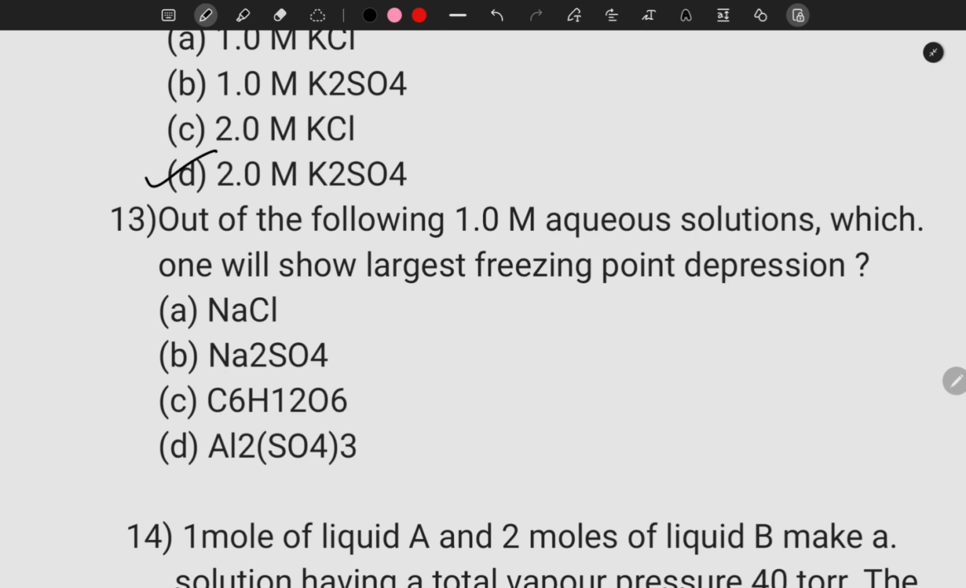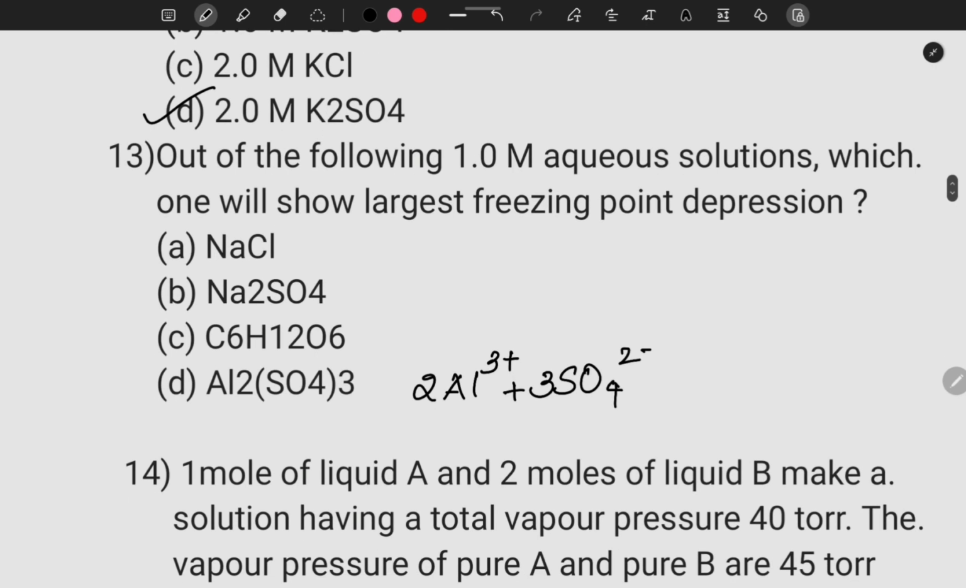Then glucose is a non-ionic solid. Al2(SO4)3 is split into 2 Al3 plus and 3 SO4 2 minus. So the number of moles after dissociation is highest for aluminum sulfate. So colligative properties depend upon the number of particles, and our answer is option D.